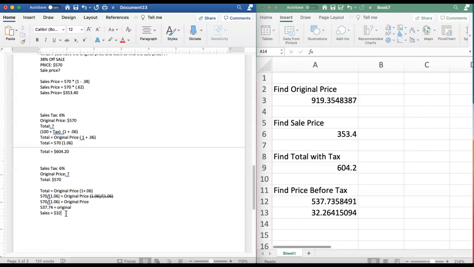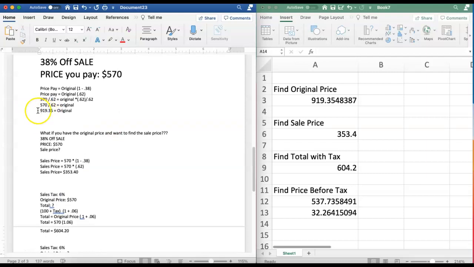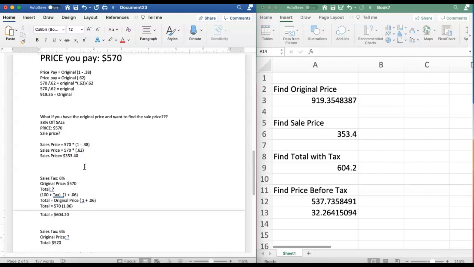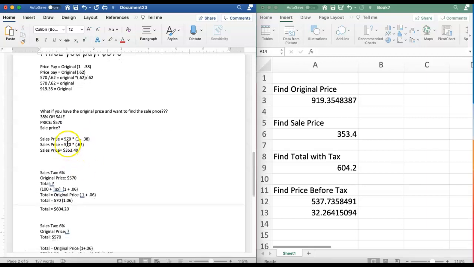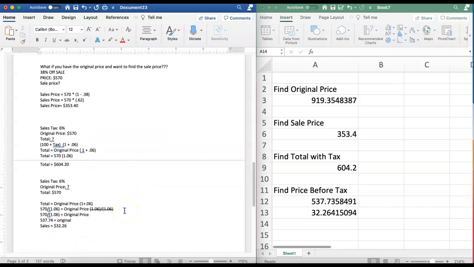It also tells you, if you wanted to go back through parts 1 and 2, you can find out how much money you saved by taking your 919 and subtracting 570. And that shows you how much you ended up saving on the 38% off sale. Or on this one, where we had the 30% off sale, how much you saved by doing the 570 minus the 353. I think that's fun to know, how much money you saved. Anyway, so that's how we find out on this one how much went to taxes.